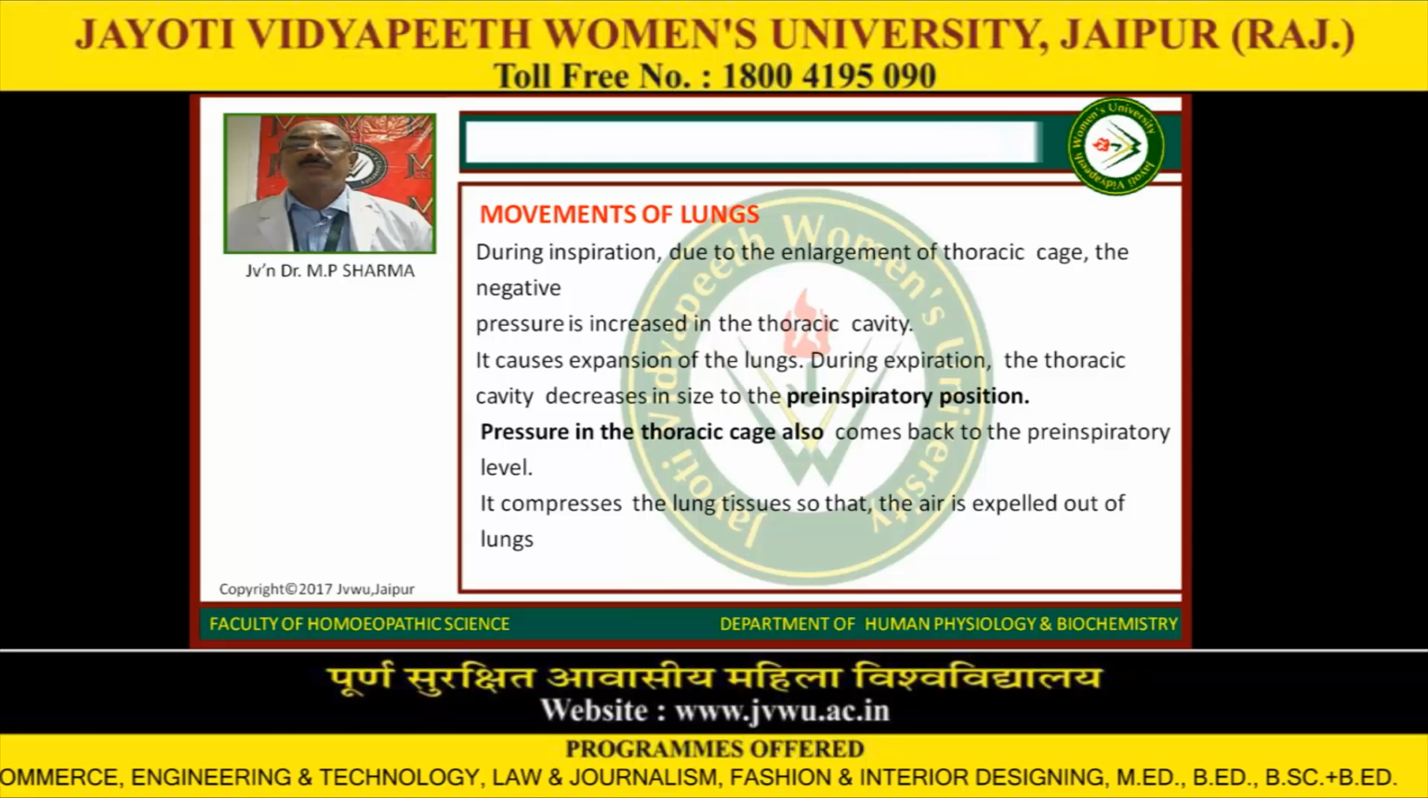And now, movement of the lungs. During inspiration, due to the enlargement of the thoracic cage, more negative pressure is created in the thoracic cavity, and it causes expansion of the lungs. During expiration, the thoracic cavity decreases in size to the pre-inspiratory position, and pressure in the thoracic cage also comes back to the pre-inspiratory level, and it compresses the lung tissue so that the air is expelled out from the lungs.